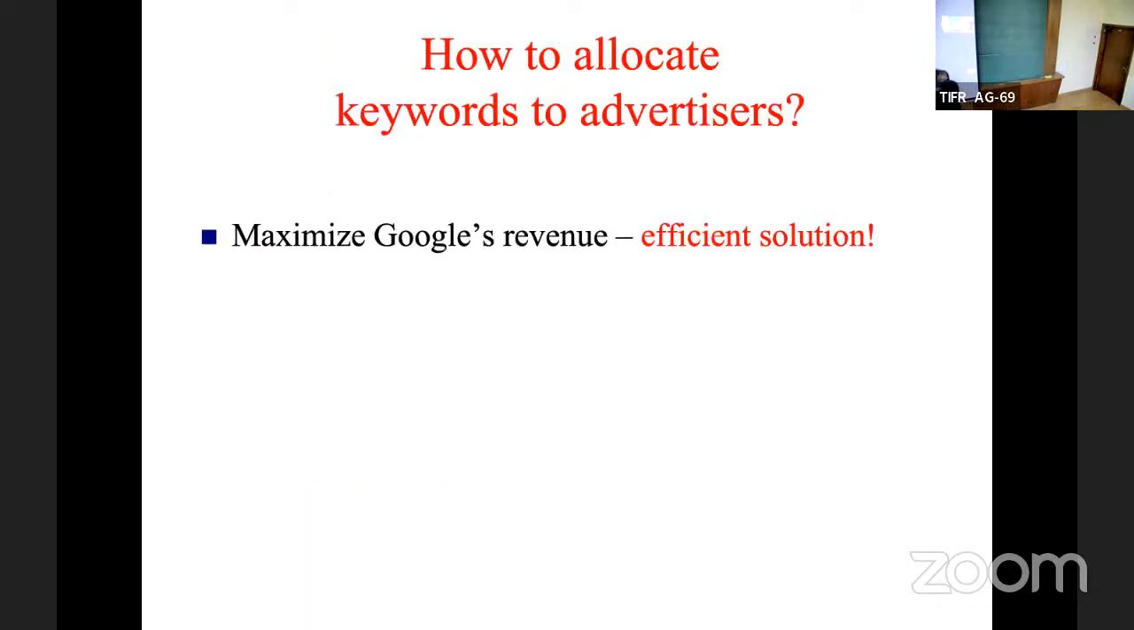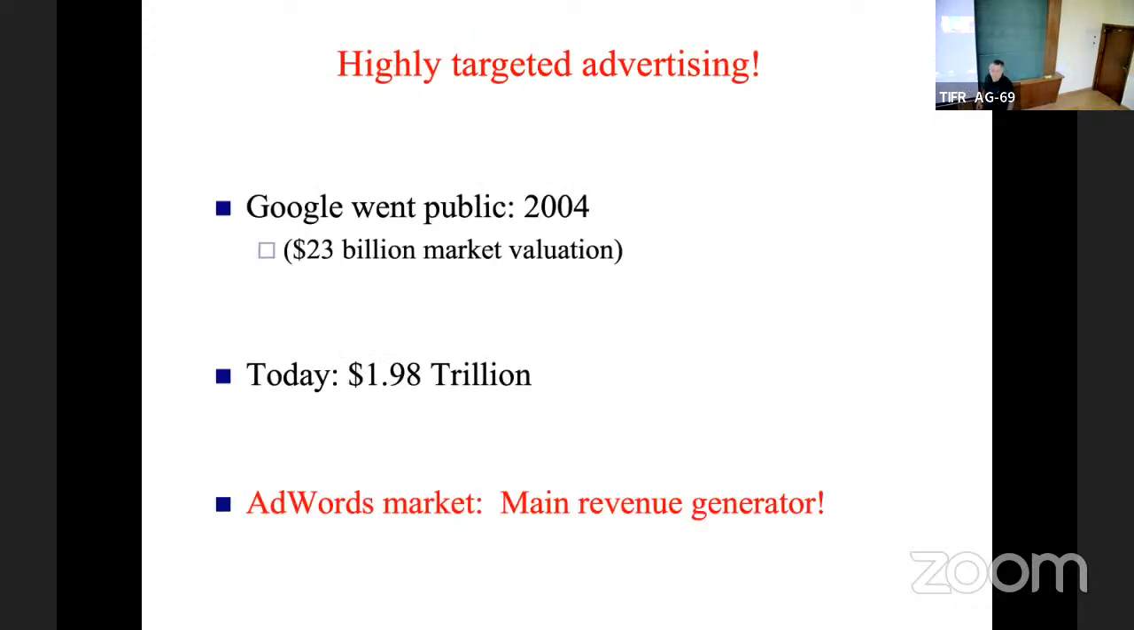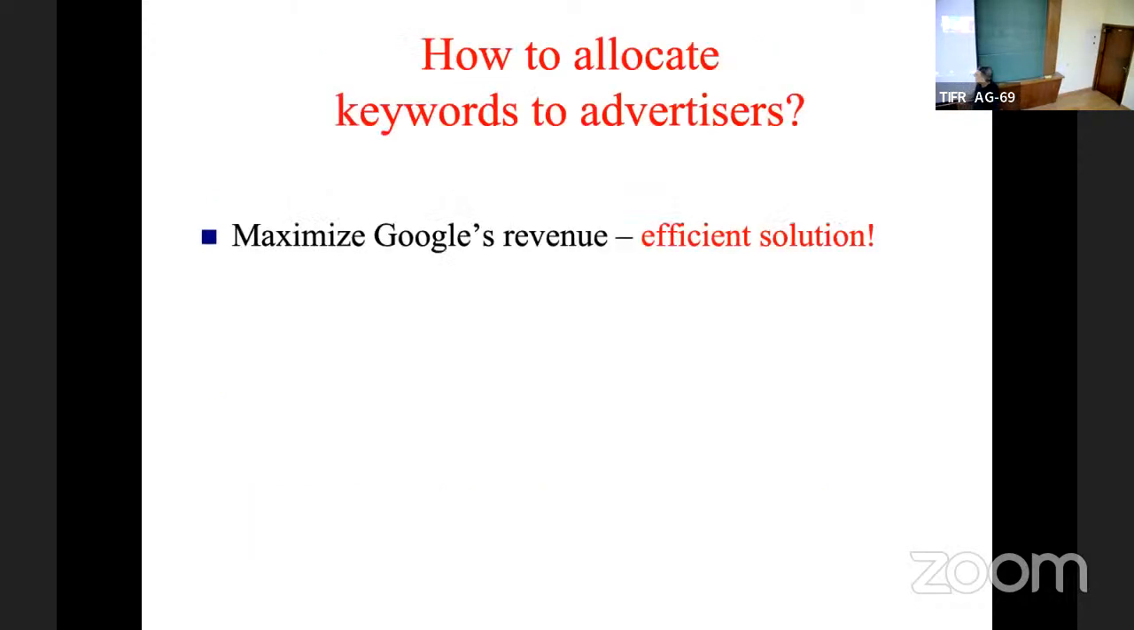Okay, so it's a matching market, right? You have to match keywords to advertisers. How do you match that? That's the question that arises. And the way you should match them is that you should maximize Google's revenue. You should give the keyword to the advertiser who's going to pay the most for it.